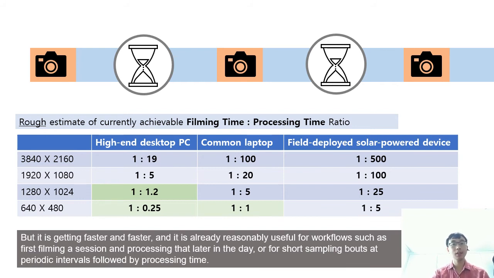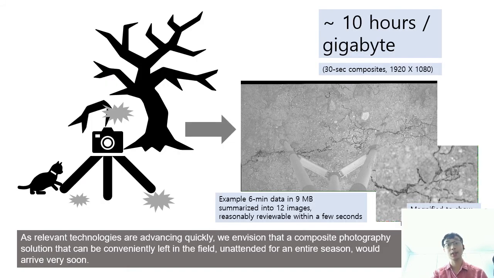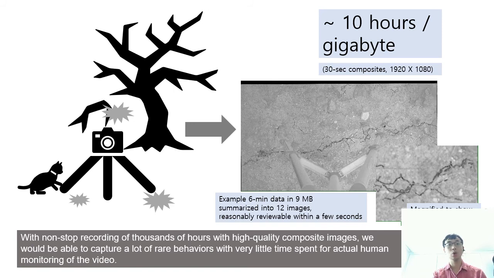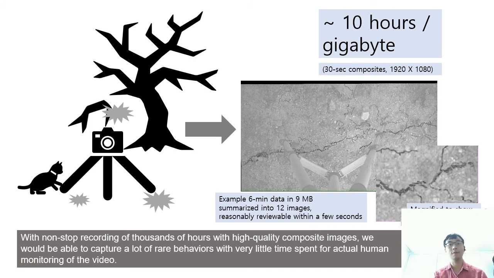But it is getting faster and faster, and it is already reasonably useful for workflows such as first filming a session and processing that later in the day, or for short sampling bouts at periodic intervals followed by processing time. As relevant technologies are advancing quickly, we envision that a composite photography solution that can be conveniently left in the field, unattended for an entire season, would arrive very soon. With non-stop recording of thousands of hours with high-quality composite images, we would be able to capture a lot of rare behaviors with very little time spent on actual human monitoring of the video.